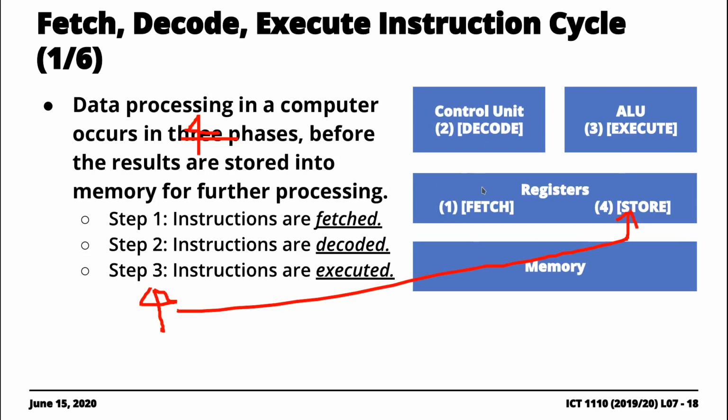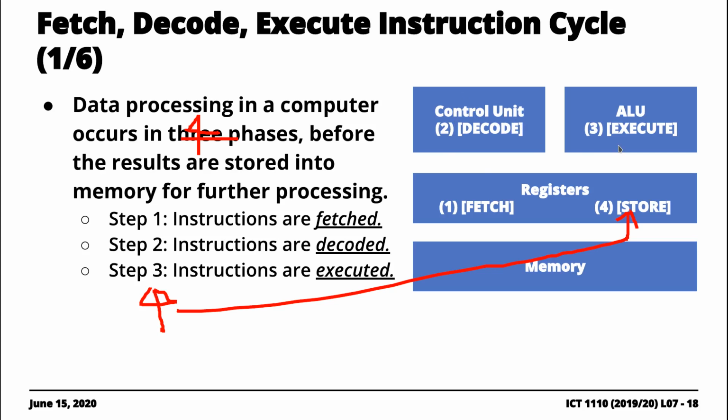Step number 2 is decoding of the fetched instruction. So the instruction in step number 1 is fetched from main memory, and then in step number 2, it needs to be decoded so that the CPU knows what needs to be done. And interestingly enough, the decoding is done by the CPU. Specifically, it's done by the control unit, which is a subcomponent of the CPU. Once the decoding is done, the instruction is executed.